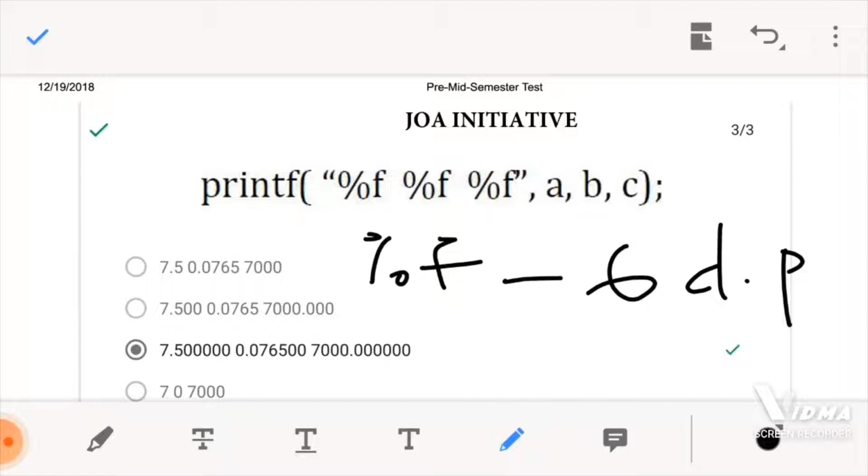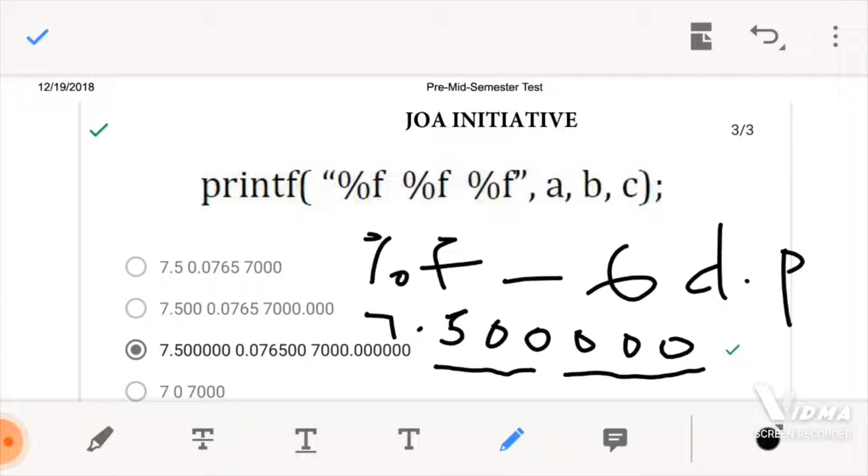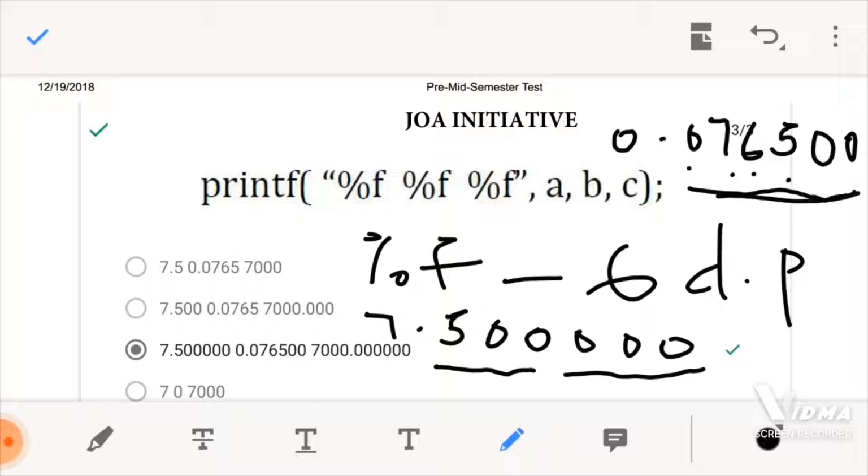So now let us count. It would have 7.500000. So let us look at the precision now, which is 6. Now for the second one, B was initialized to 0.0765. Now the decimal precision here is 1, 2, 3, 4. Then we would add 2 zeros, 5, 6, to make the whole decimal precision 6. So the decimal precision would be that.